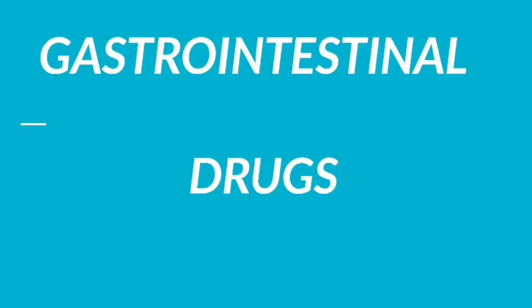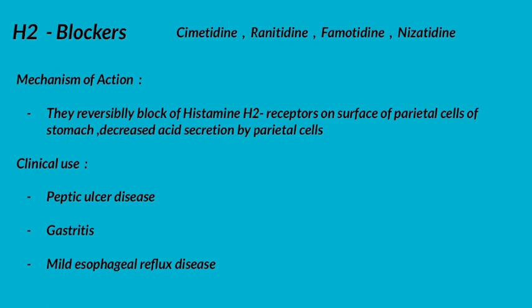In this presentation, I'm going to talk about gastrointestinal drugs. First, H2 blockers consist of cimetidine, ranitidine, famotidine, nizatidine. Mechanism of action: they reversibly block histamine H2 receptors on the surface of parietal cells of the stomach, decreasing acid secretion by parietal cells. Clinical use: peptic ulcer disease, gastritis, mild esophageal reflux disease.